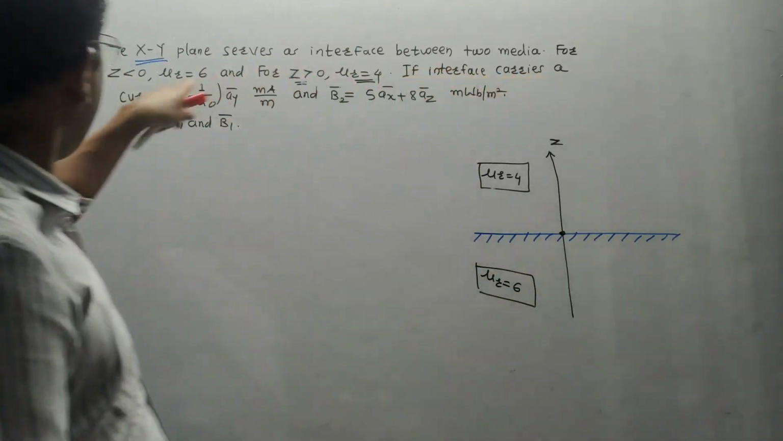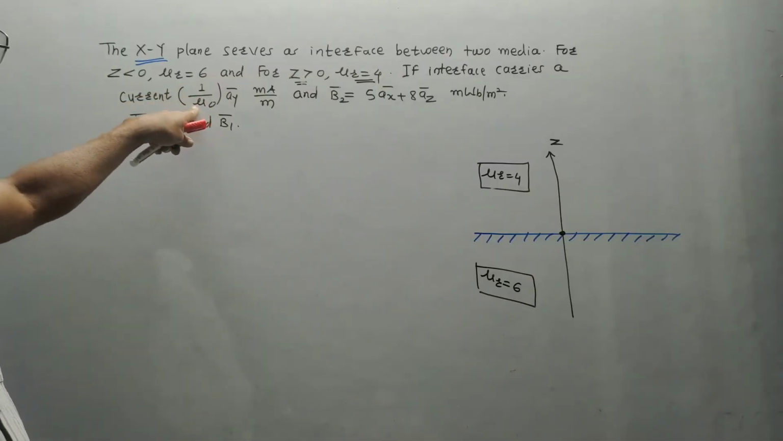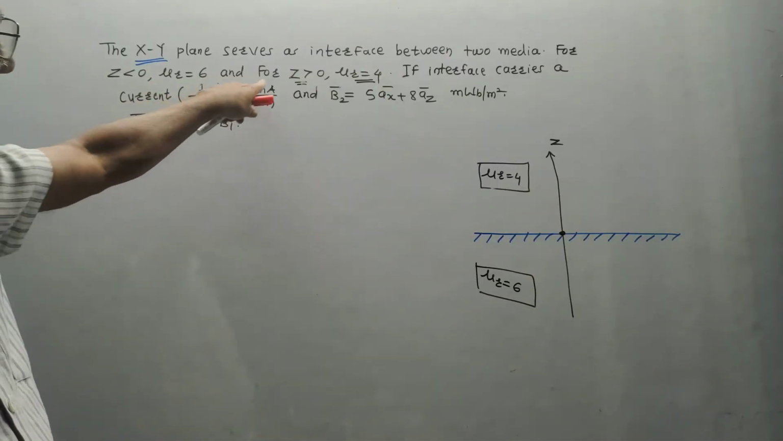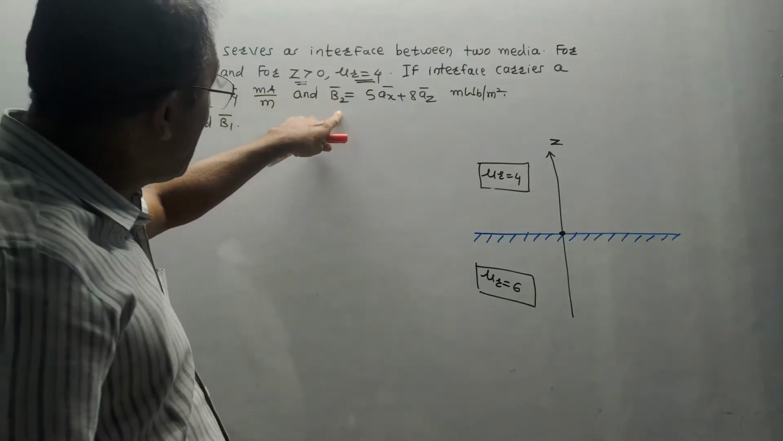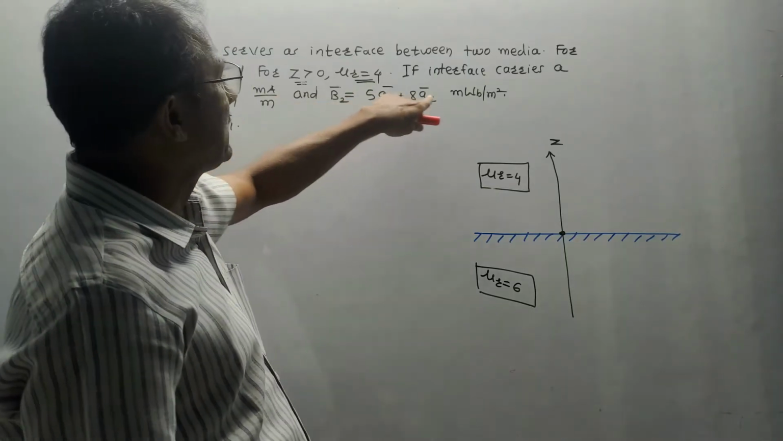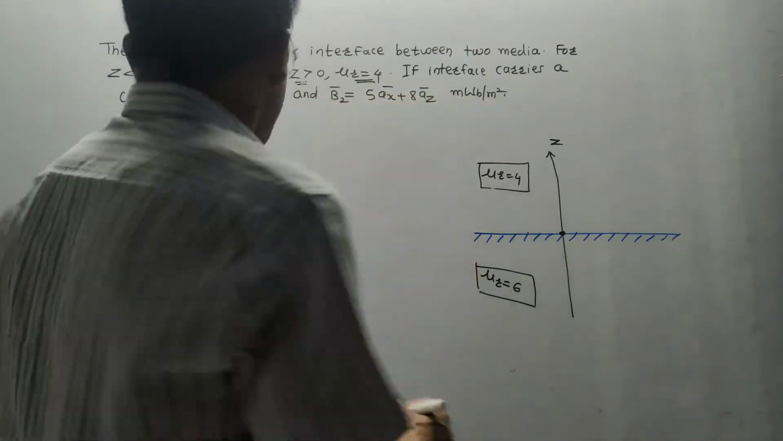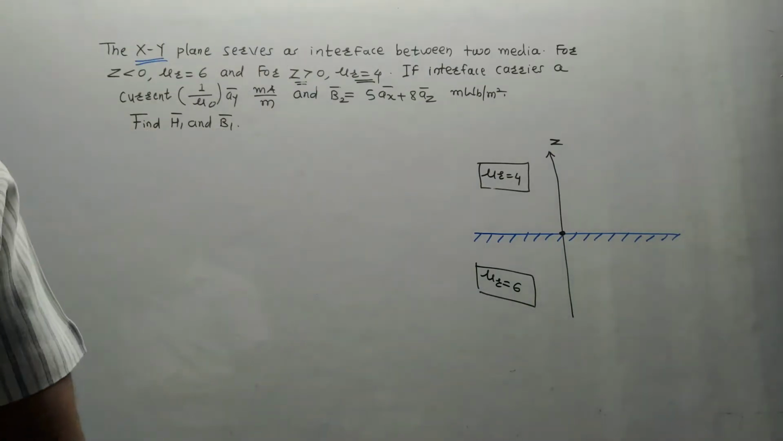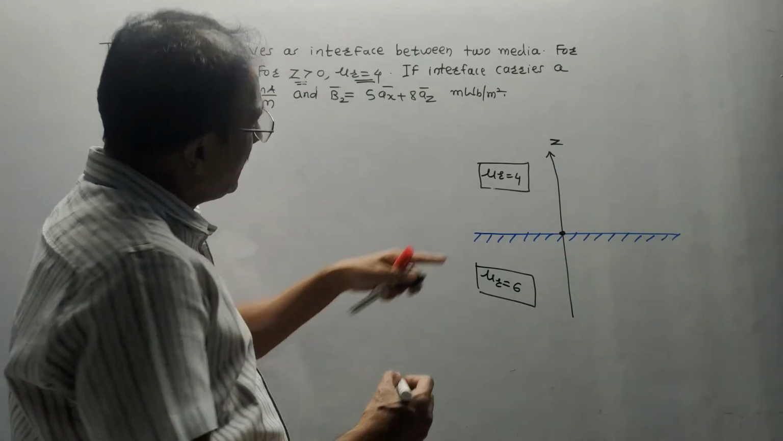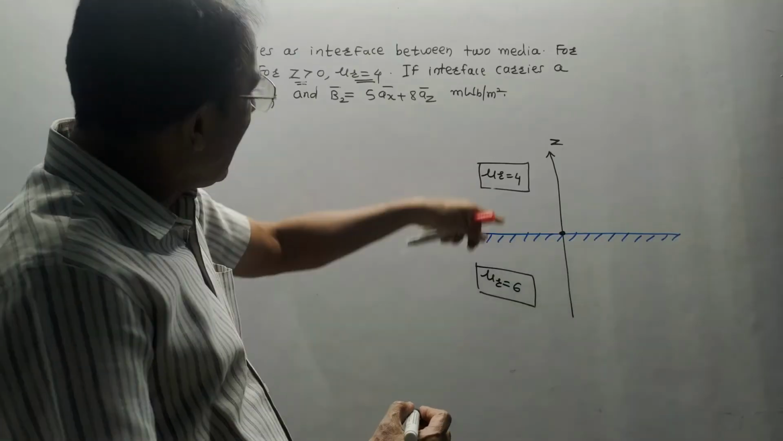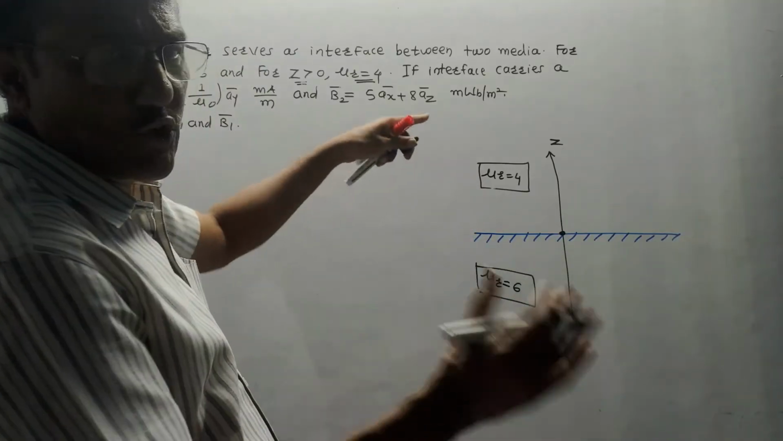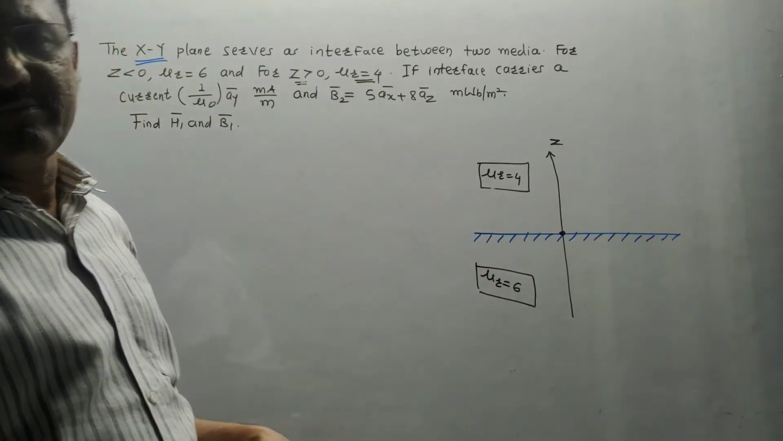If the interface carries a current, this is the value of the given current: 1 upon mu 0 ay bar milliampere per meter, and B2 bar is given as 5 ax bar plus 8 az bar milliwebers per meter square. Now, the question arises, which medium should I consider as B1 bar and which medium should I consider as B2 bar?